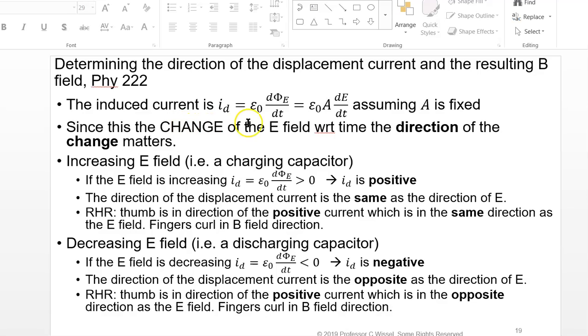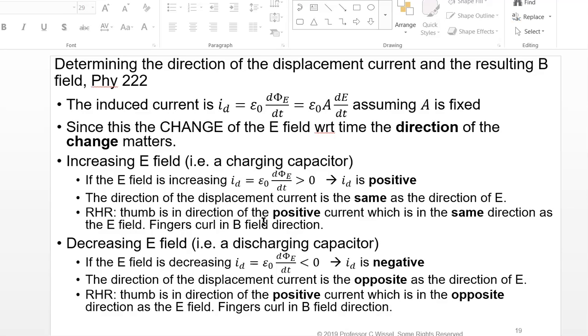The induced current is I_D equals epsilon naught d phi_E dt, which, if the area is fixed, and assuming it's a parallel plate capacitor, equals epsilon naught A dE dt. Since it's the change of the electric field with respect to time, the direction of the change matters. If it's an increasing electric field, that is charging a capacitor, then I_D, which is epsilon naught d phi_E dt, is greater than 0, and then I_D is positive. The direction of the displacement current is the same as the direction of the electric field then.